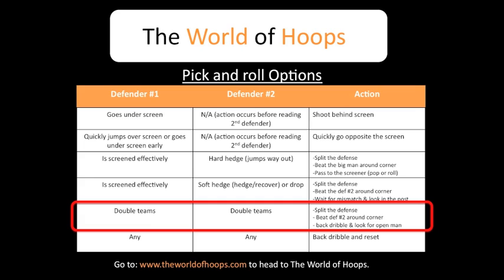Your actions here are kind of similar to a hard hedge. Your first look might be to split the defense if there's an opening. Your second look might be to beat that big guy around the corner if you can. And third, you may have a back dribble and look for the open man, or a pick and pop.